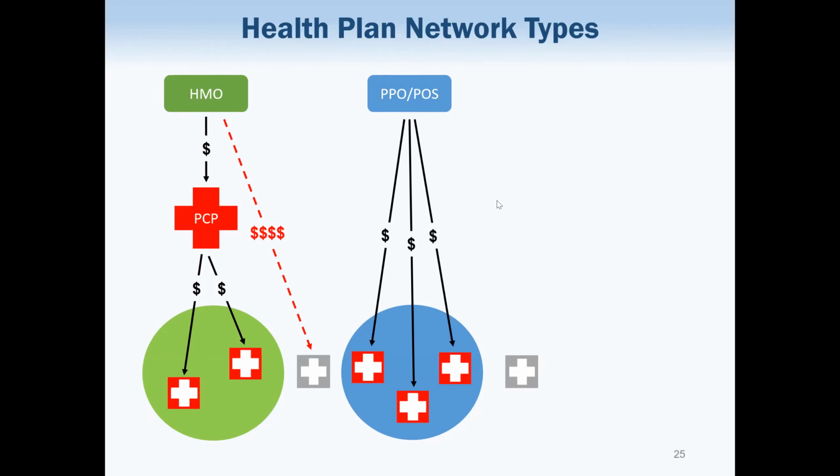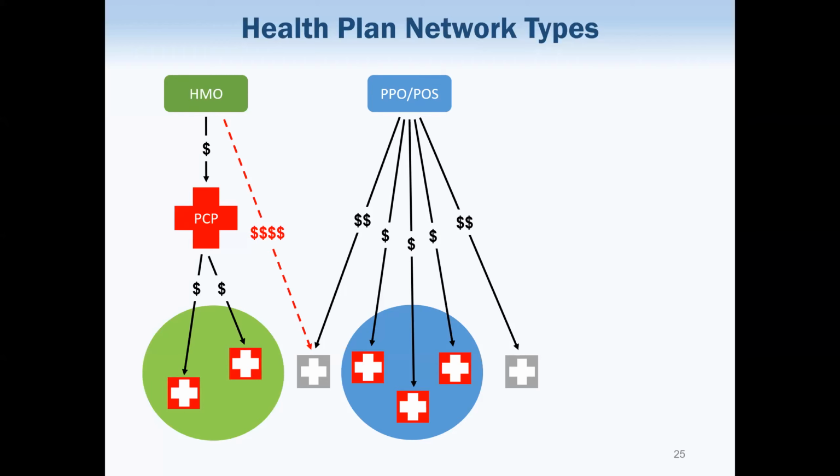Now, if you buy a PPO or point of service, it doesn't generally include that gatekeeper model. You can go and receive care at any provider you want to go to. And there actually is some coverage for out-of-network care, although there's usually a separate deductible and it's usually a much higher copay or coinsurance if you use that care.